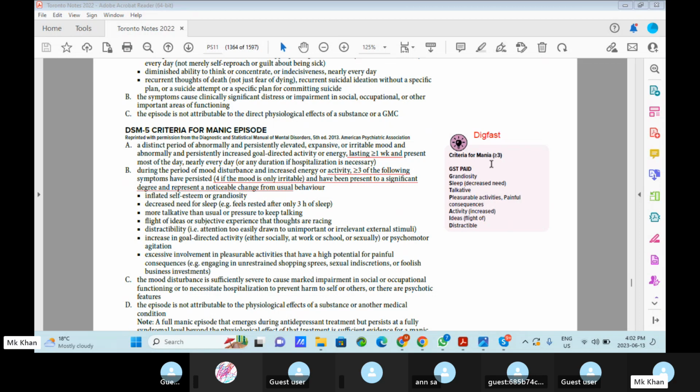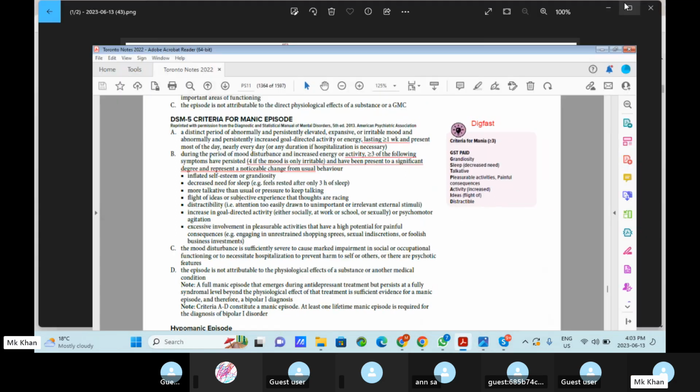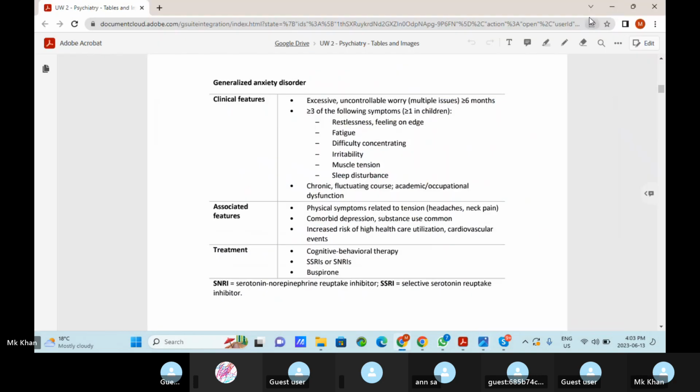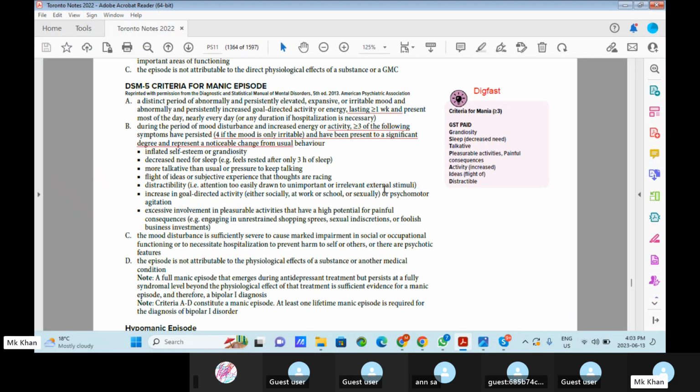And from all these, at least three or more should be present. The patient is very talkative, pleasurable activities are increased, there is flight of ideas that we have studied before, and distractibility. So basically, these are the things. I think I have one mnemonic for that, but no, I think I don't have.